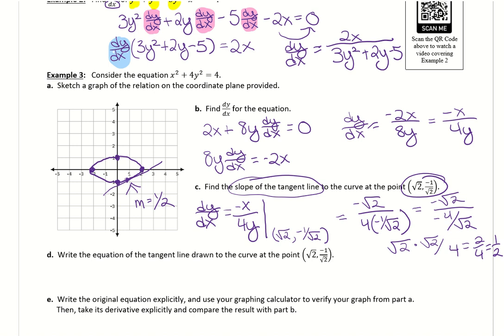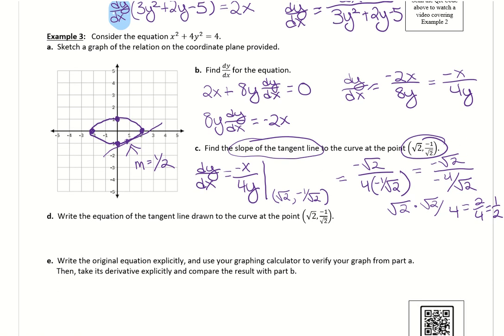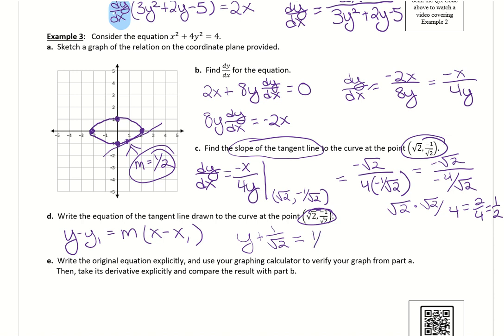How do we write the equation of the tangent line? Well, this part's actually pretty easy because we know point slope form: y minus y1 equals our slope times x minus x1. And we have all that information. Here's our x1 and our y1, and we just found our slope in the last problem. So we're going to have y minus y1, so y plus 1 over root 2, equals our slope of 1/2 times x minus root 2.